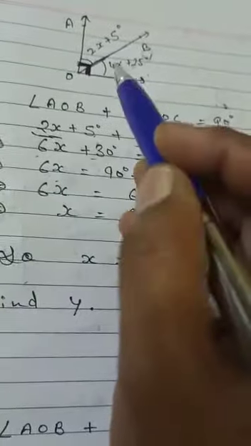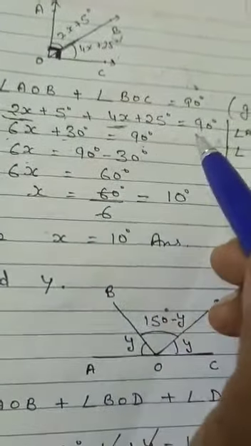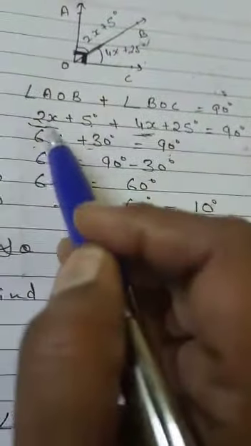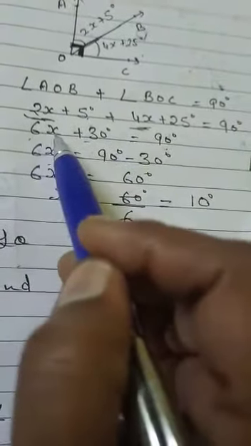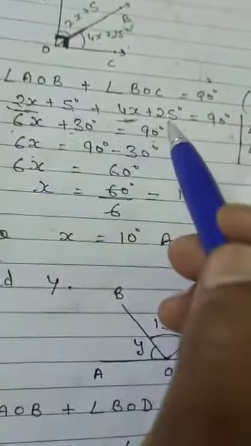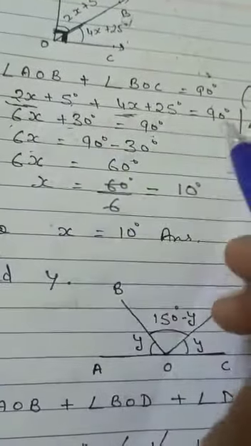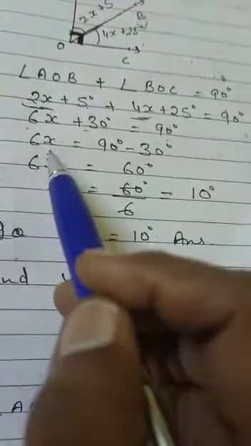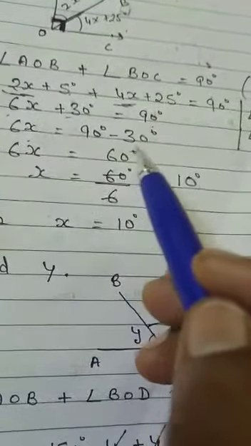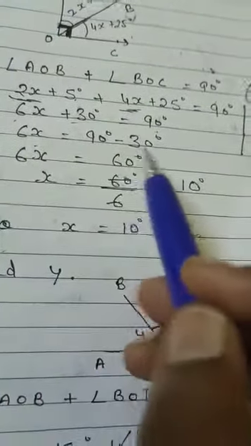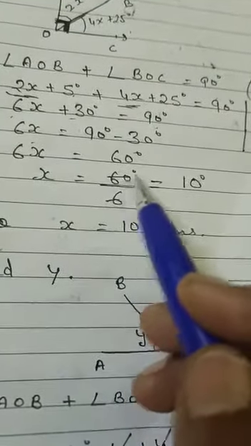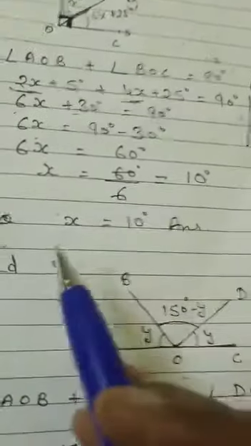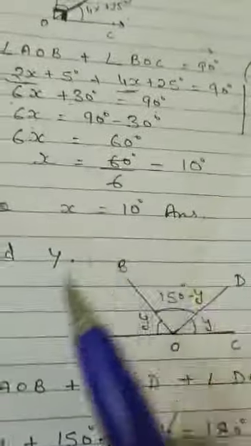You have to put 2x plus 5 plus 4x plus 25 is equal to 90 degrees. Add the like terms. 2x and 4x is equal to 6x. 5 degrees plus 25 degrees is 30 degrees, equal to 90 degrees. 6x is equal to 90 degrees minus 30 degrees. 6x is equal to 60 degrees. x is equal to 60 over 6, cut these to 10 degrees. So x is equal to 10 degrees.